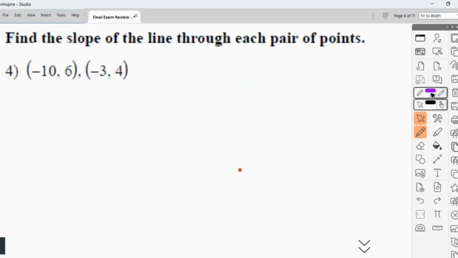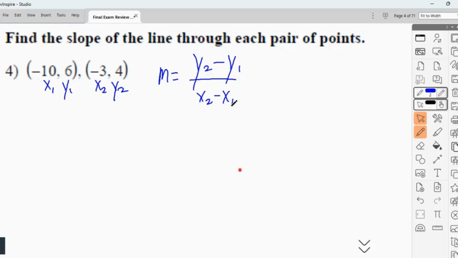This is where we have to do this a little bit differently. Don't forget, this is always x1, y1. This is x2, y2, right? Slope is equal to y2 minus y1 over x2 minus x1, right? So line them up properly. Make sure you know what the heck you're doing. And in this case, you got 4 minus 6. And on this side, you're going to have -3 minus, what we got here? -3 minus a -10.